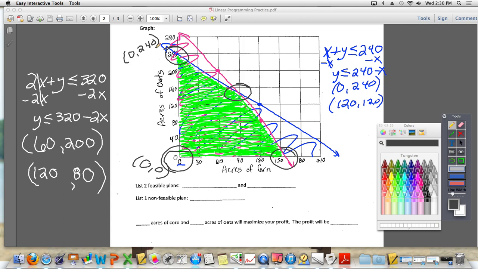Y minimum? What'd you say? You already calculated that point? Oh, okay, good. Just hold on, okay? Your y minimum is 0. Your y maximum is up here at 280. So your window should be set right. Now type your y equals equations. Type in this 240 minus x into y1. Type in 320 minus 2x into y2. And do second trace 5, enter, enter, enter, to calculate that point of intersection.